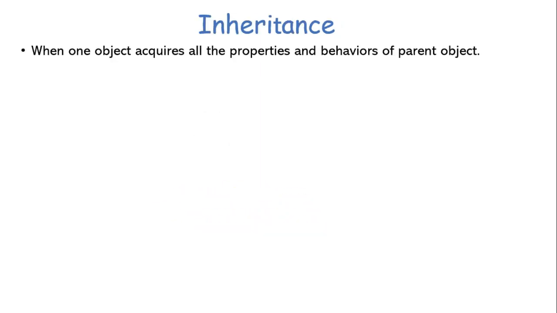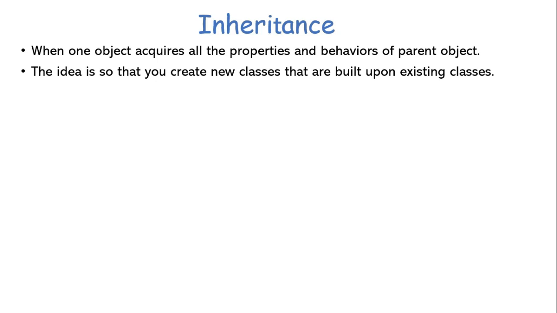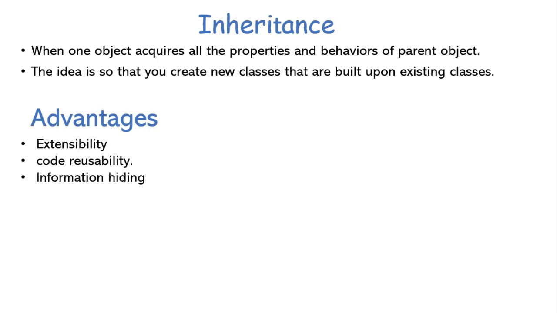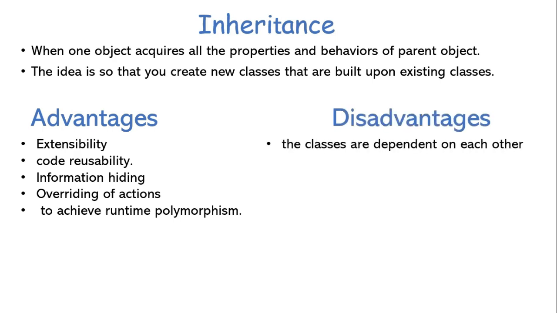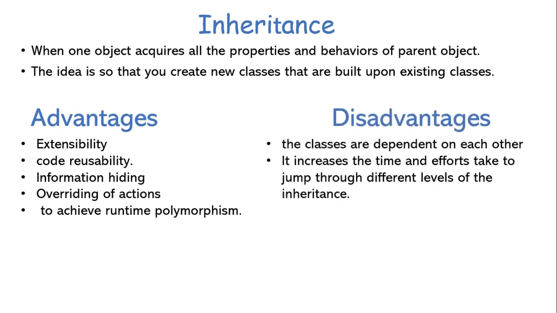Inheritance is when one object acquires all properties and behaviors of its parent object. The idea is that you create new classes based on existing classes. It has advantages such as extensibility, code reusability, information hiding, overriding of actions, and achieving runtime polymorphism. It also has disadvantages, such as the classes being dependent on each other. It increases the time and effort it takes to jump through different levels of the inheritance.